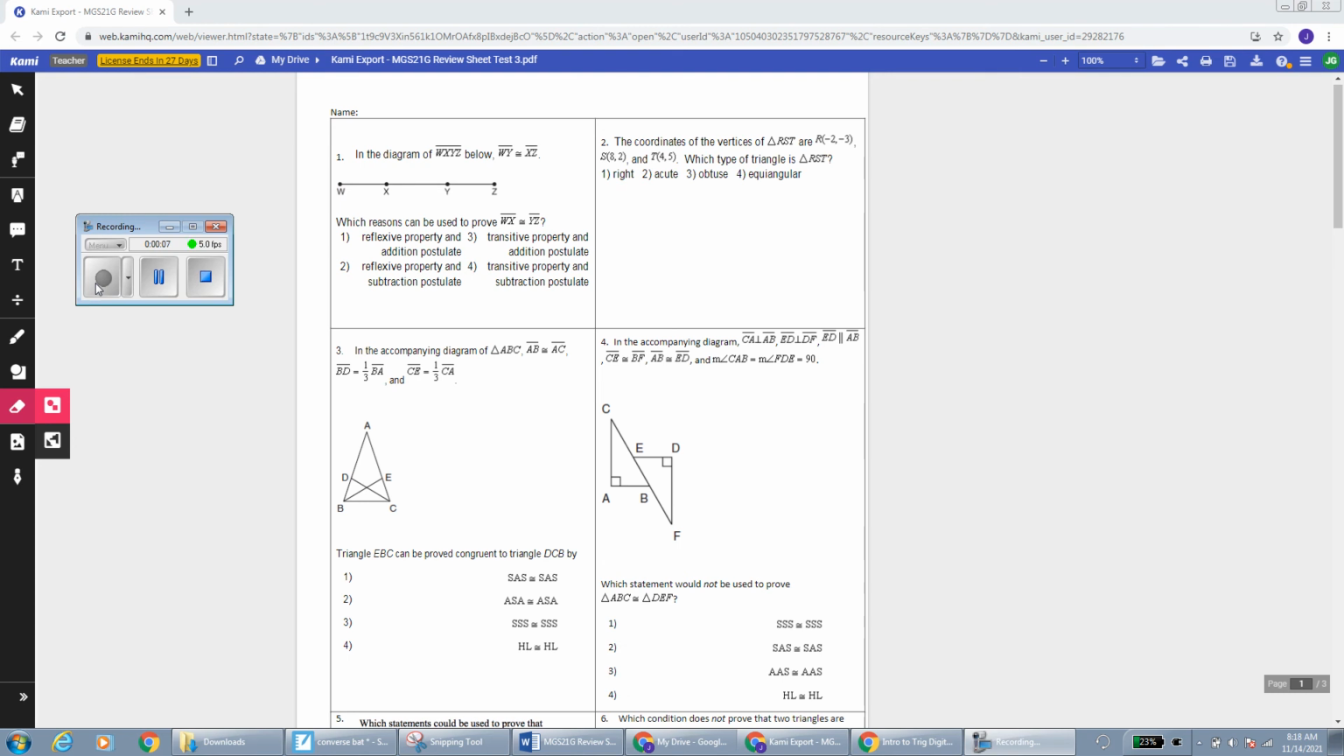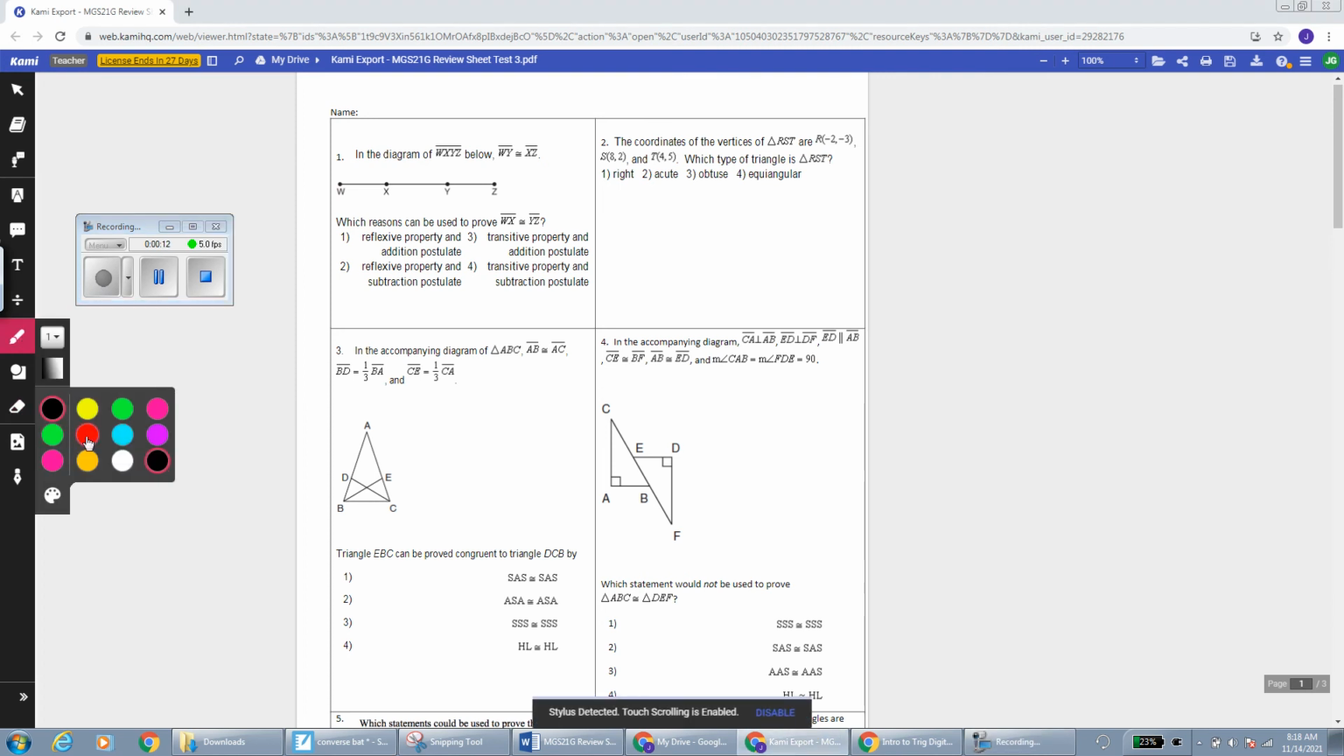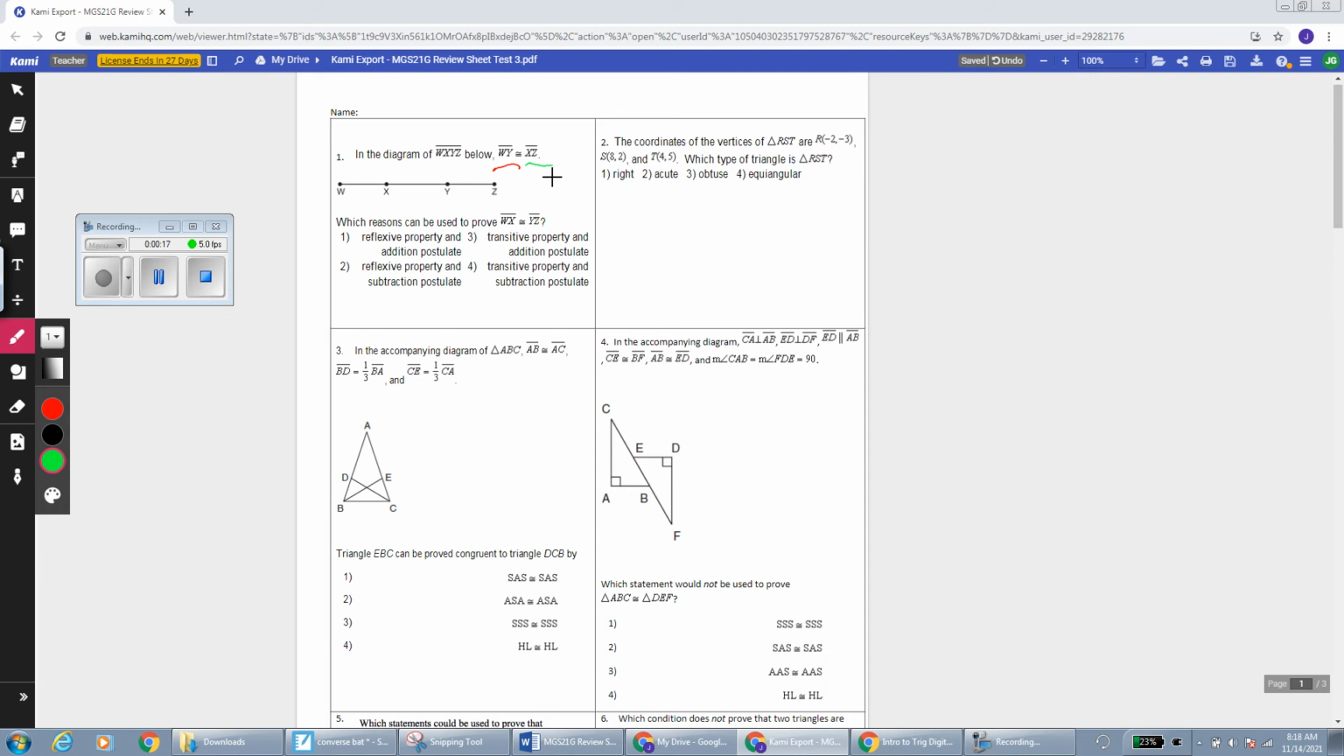So, in number 1, it says that WY is congruent to XZ. So, what I'm going to do is just mark these in the diagram so we can see them a bit clearly. Here is WY from W to Y, that whole big line segment here. And XZ is right over here from X to Z, that whole big line segment from X to Z. So the question says, which reasons can be used to prove WX is congruent to YZ?